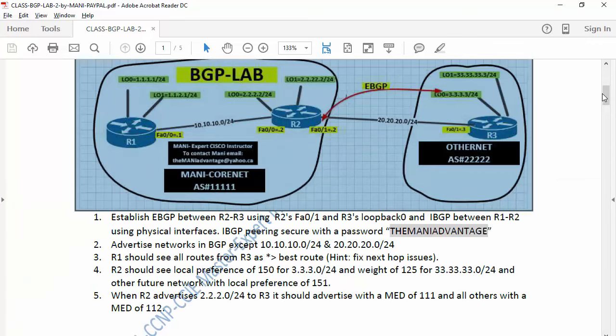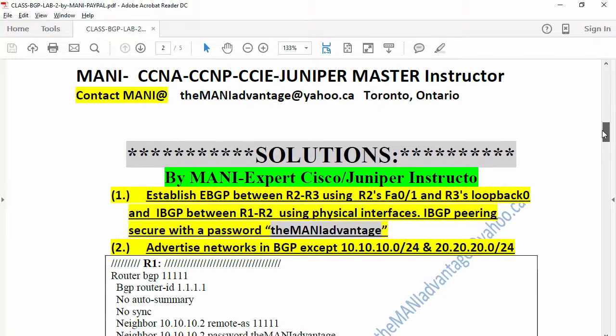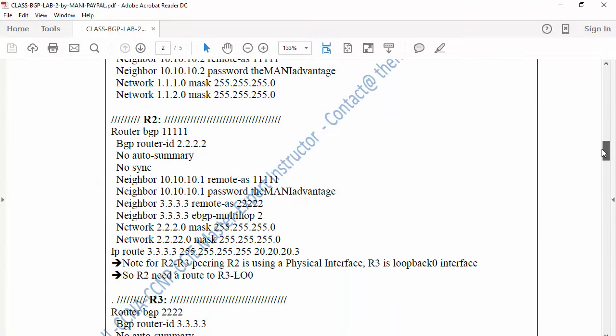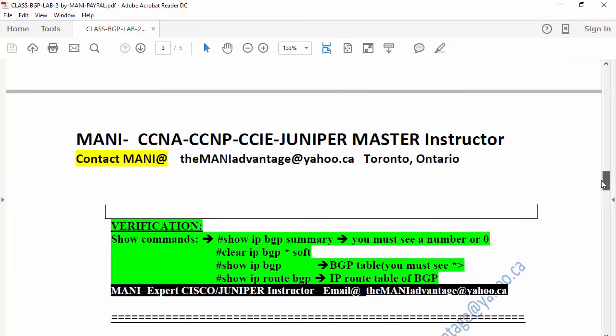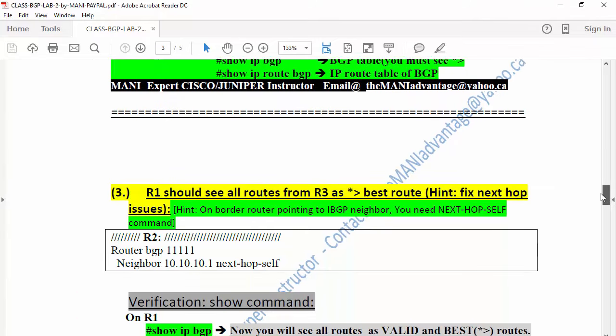So my basic BGP is done. So this is my basic BGP. So you can type the commands.